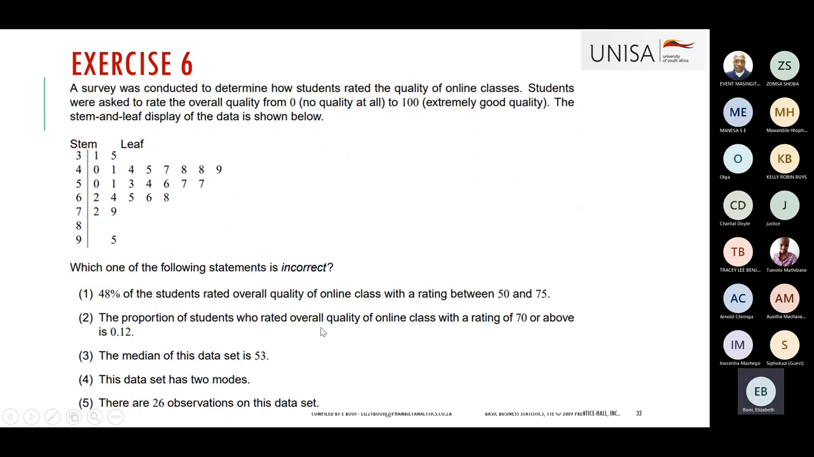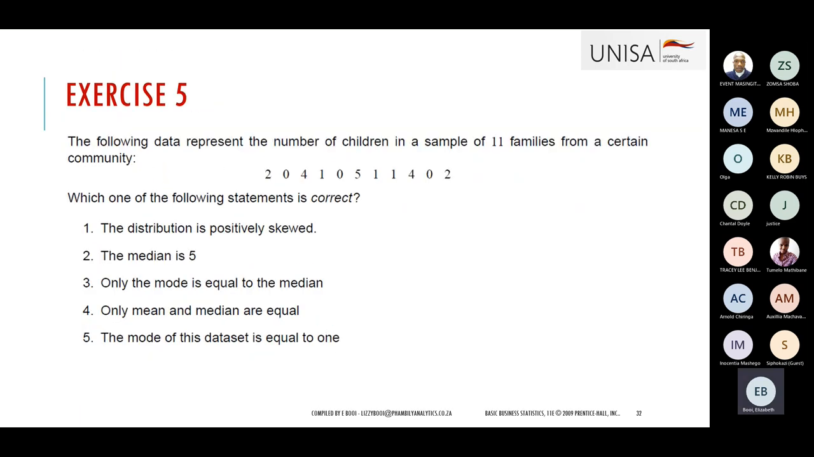Okay, I do have two more, but the last one, I'm just going to talk you through it. It's not like we can answer it now. So let's look at the last question. The following data represent the number of children in a sample of 11.